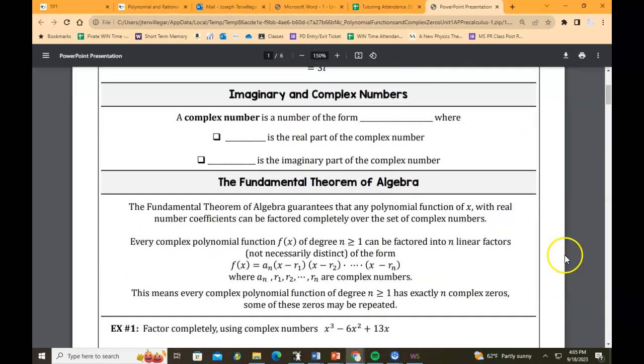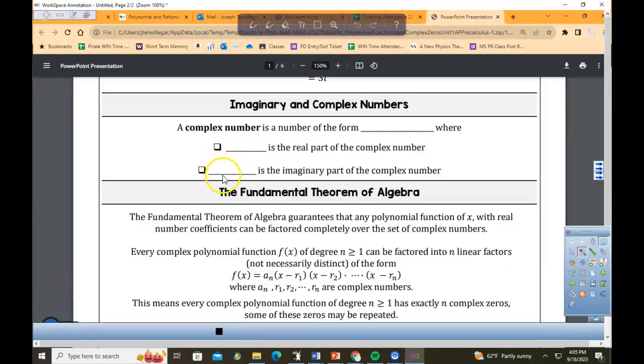So, an imaginary number is when i is by itself. A complex number is in the form of a plus bi, where a is the real part, so it's a mix of real and imaginary.